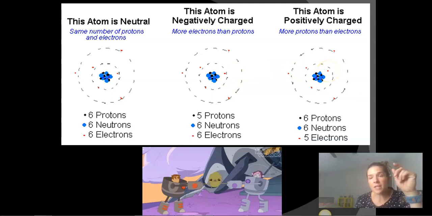Over here, we've got an atom that has 6 protons and 5 electrons, which means those protons are winning that war, and this atom would have a charge overall of +1. So then we have a positive ion.